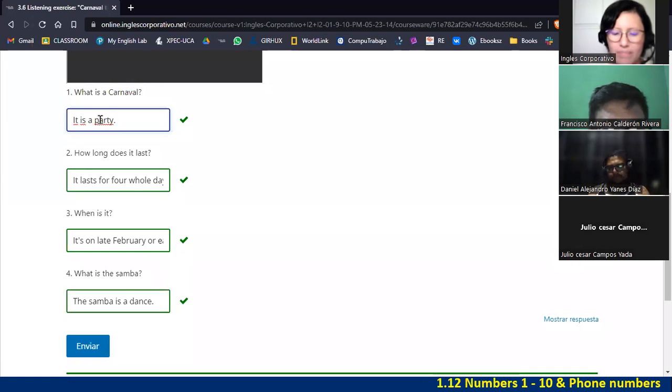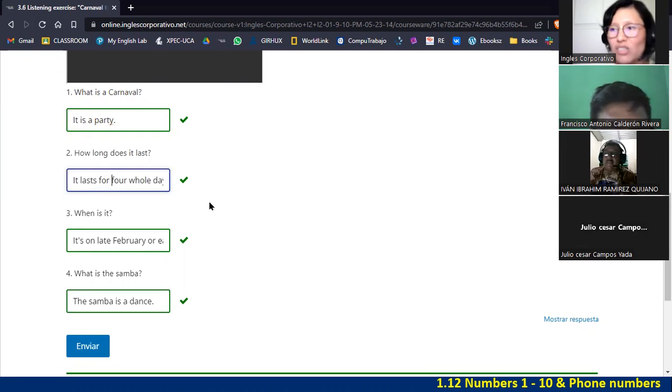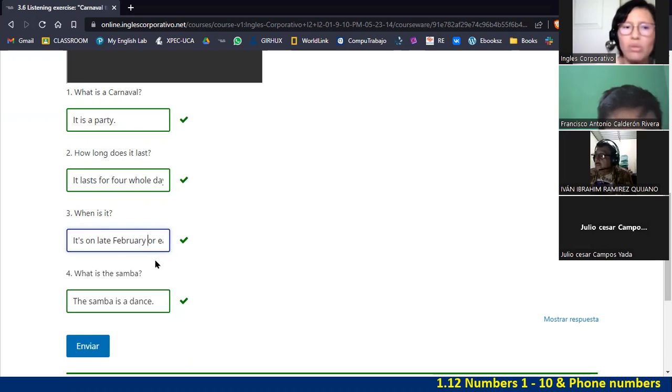Yo lo que acabo de hacer, teacher, es poner el punto final a todas. Ajá. No creo que las tenía igual y solo me sigue tirando el error en la segunda. Correcto. Es que todas llevan puntito. El punto es el que está fallando, teacher. Sí, it lasts. Hay que ponerle punto. Sí, cabal. For 4 whole days y ahí el puntito. It lasts, porque aquí lasts, ¿verdad? Dura. It lasts. Perdón. Es la 3, la 3 es la que me tira incorrecta. It's on late February. Ajá, pero ¿me lo puede escribir como usted lo digitó aquí en el chat o para yo ver cuál es el error? Pero permítame en este momento.